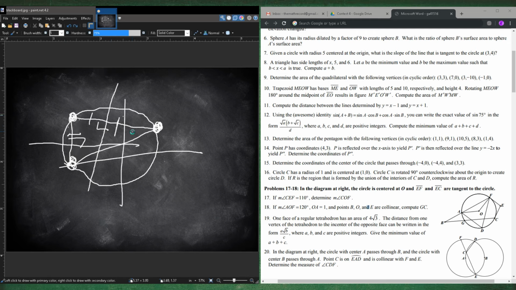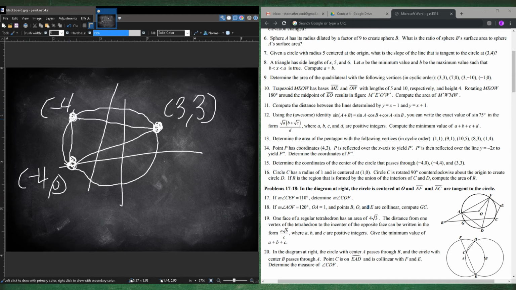So we're just gonna use this idea. So we have points 3, 3 right here, and you have negative 4, 0, and you have negative 4, 4. So the perpendicular line for this, we need to find the midpoint because it's a perpendicular bisector. So that's add them together. So that's negative 1, negative 1 half.